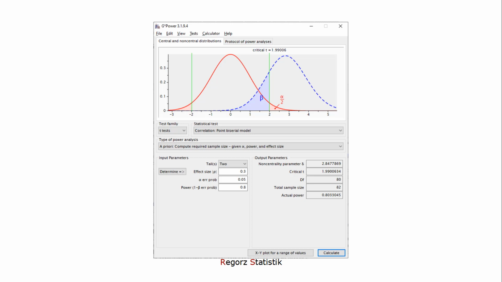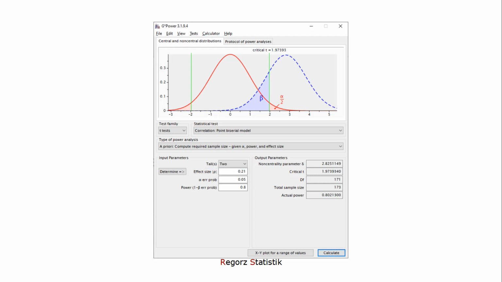Again, I'll show you an example, in this case a correlation analysis. Let's say that the correlation is 0.3 between the constructs. That is, if we had perfect reliability, that is a Cronbach's alpha of 1 for both variables, and with a power of 0.8, we would need a total sample size of 82. If, however, the reliability is very good but not perfect, let's say a Cronbach's alpha of 0.90, then we would have an effect size of 0.27 instead of 0.30, and the sample size would increase to 102.